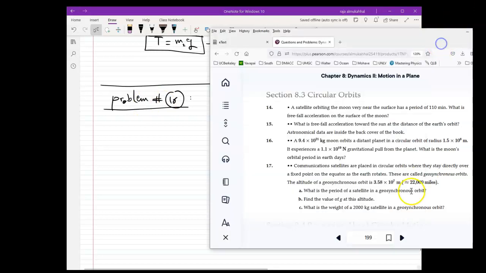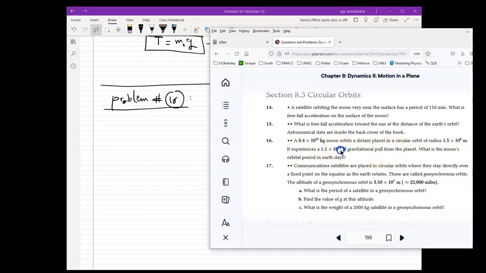Okay, it says a 9.4 times 10 to the 21 kilogram. Before I read anything, that looks like a planetary object, because this is a very large mass, 10 to the 21. So we have a 9.4 times 10 to the 21 kilogram moon orbits a distant planet in a circular orbit of radius 1.5 times 10 to the 8 meters. It experiences a 1.1 times 10 to the 19 newton gravitational pull.